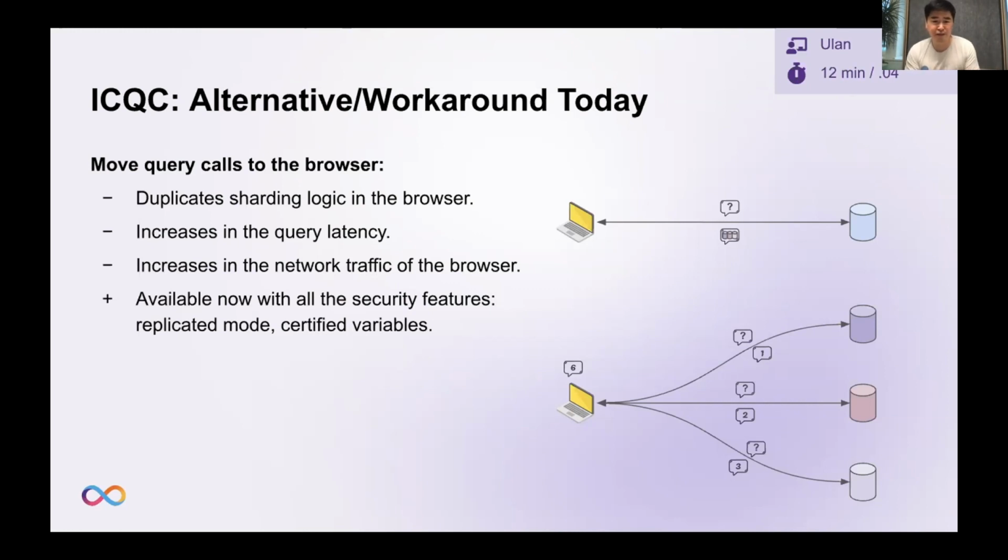And more importantly, the network traffic between the browser and the node increases, right? And usually the network link between the browser and the nodes is much slower than the link between the nodes. But that said, the main advantage is that it is available now, it is well understood, it works with all the security features like replicated execution and certified variables. So if the trade-offs are acceptable for your application, I would recommend this as a good option to consider. Now coming back to ICQC, next slide please.